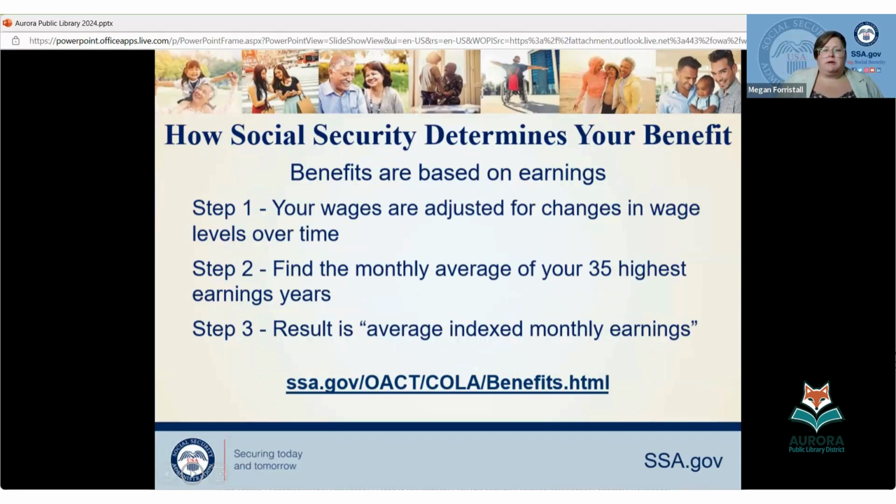And how we determine your Social Security benefit is, the first thing we're going to do is take your wages and adjust them for inflation. And then we're going to find the monthly average of your 35 highest years of earnings. And we're going to apply a formula to that.